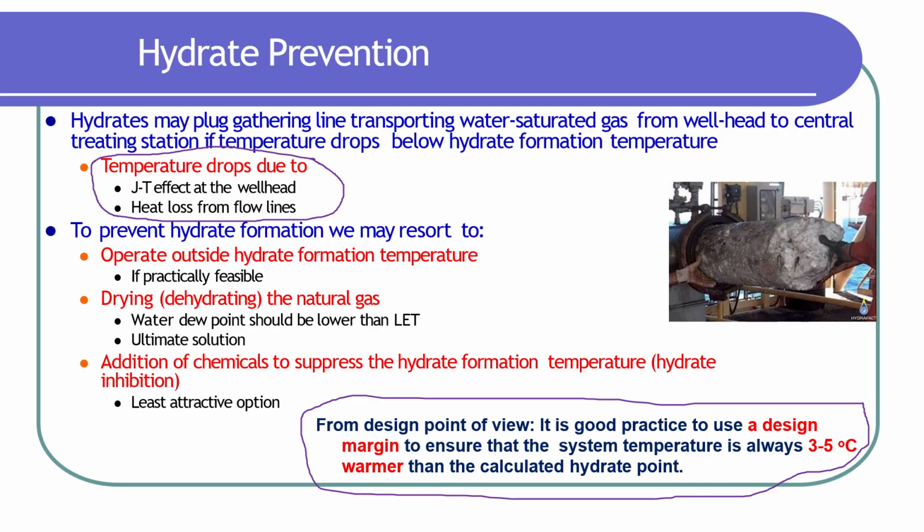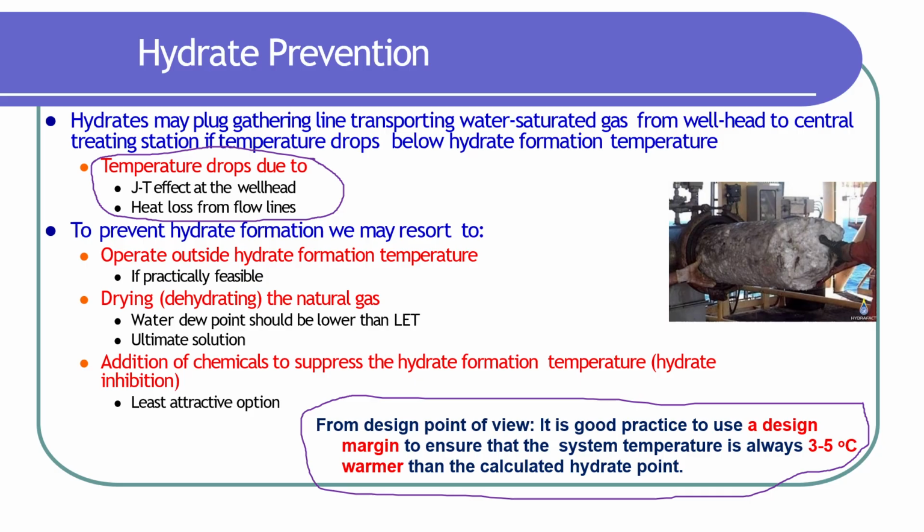So the temperature drop can come from several things. It could be the JT effect at the wellhead, and we're going to see what we mean by the JT effect later on, which is the Joule-Thomson effect, a thermodynamic phenomenon, or thermodynamic concept that we're going to learn later on. Or it can be heat loss from the gas flowing inside the pipeline. Now, to prevent the hydrate formation from an operational point of view, you can do several things.